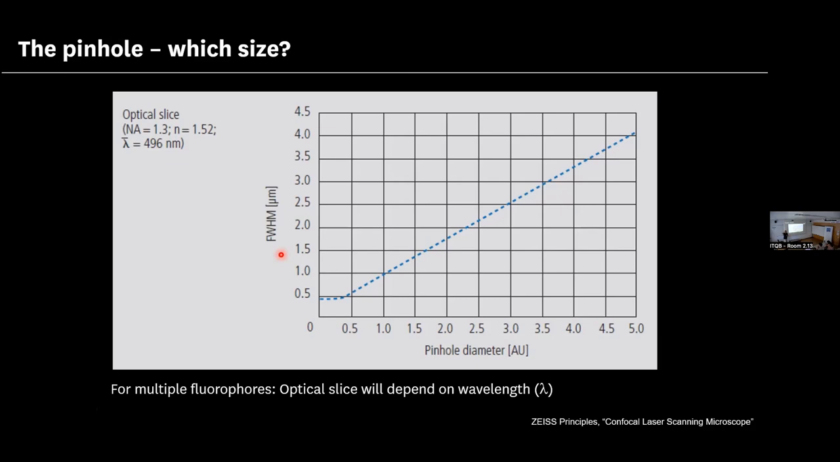So if you want to be absolutely sure that you have the same optical slice thickness when using different fluorophores, you have to change the pinhole aperture and look at the optical slice thickness value to make sure that they match, because the wavelength is in fact a parameter that affects the optical slice thickness because of the size of the point spread function.